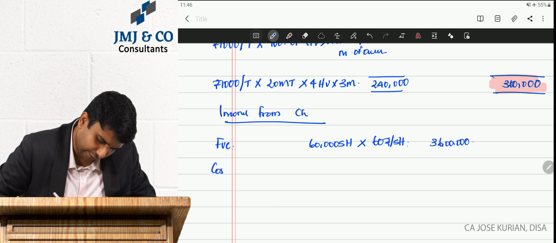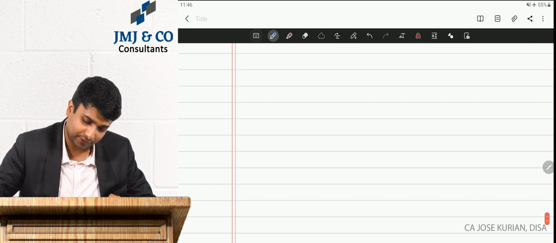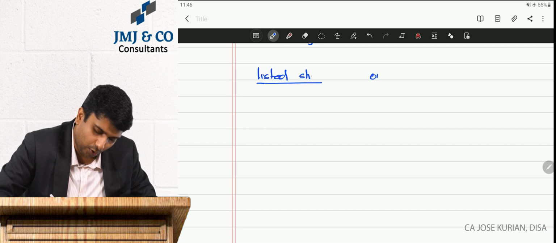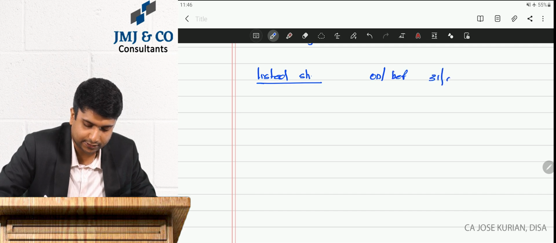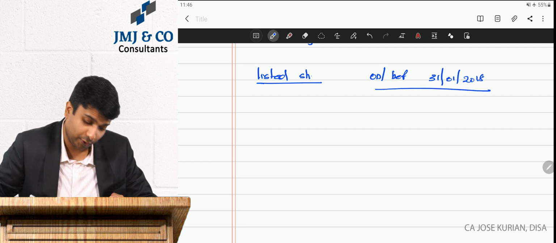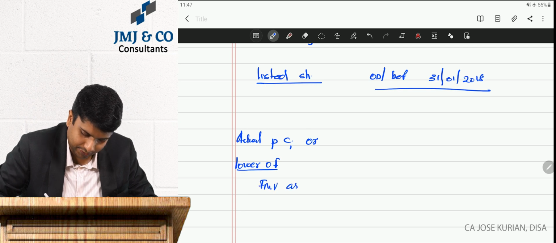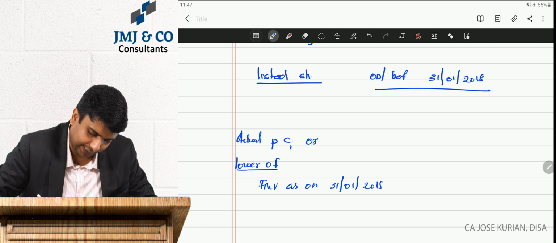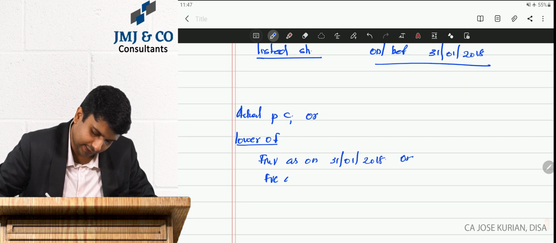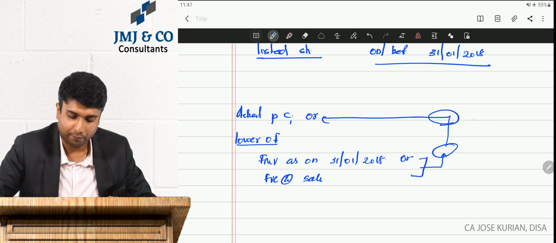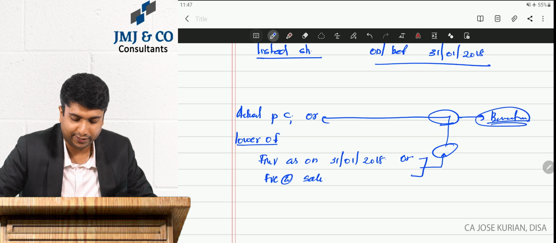Now let's compute the cost of acquisition. For shares purchased before 31st January 2018, there are certain specialities. If it is a listed share, and purchased on or before 31st January 2018, then how to determine the cost of acquisition? Hope you remember, either the actual purchase cost or the lower of fair market value as on 31st January 2018 or full value consideration at the time of sale. Here, whichever is lower you have to pick, and the lower figure and the actual purchase cost have to be compared, and whichever is beneficial has to be finalized. This is what the Act says.